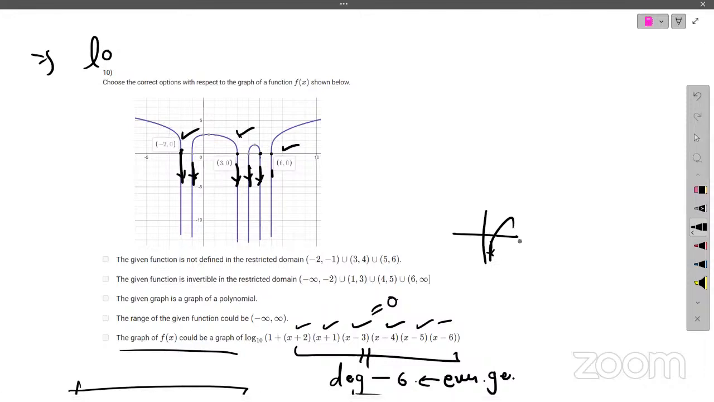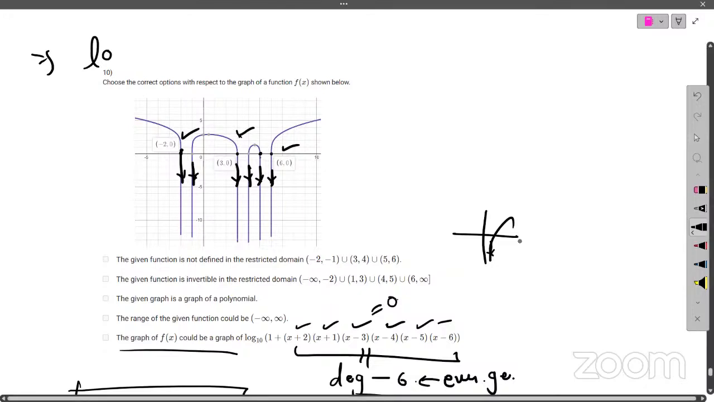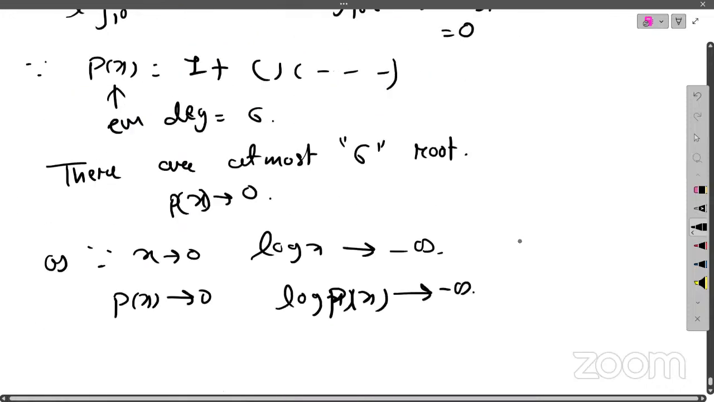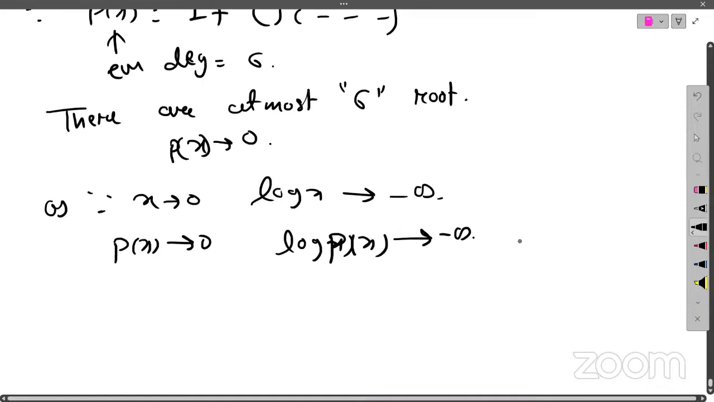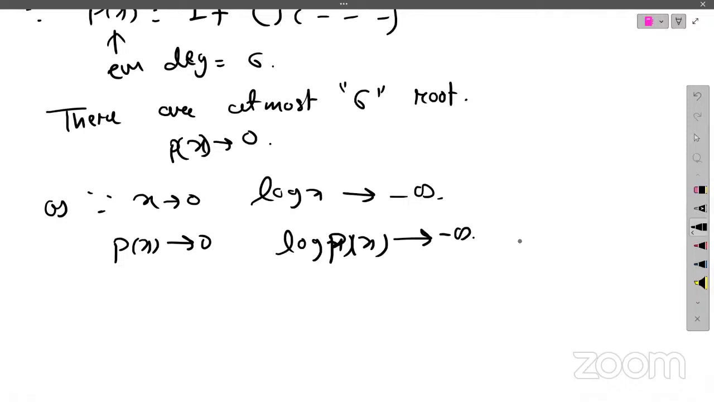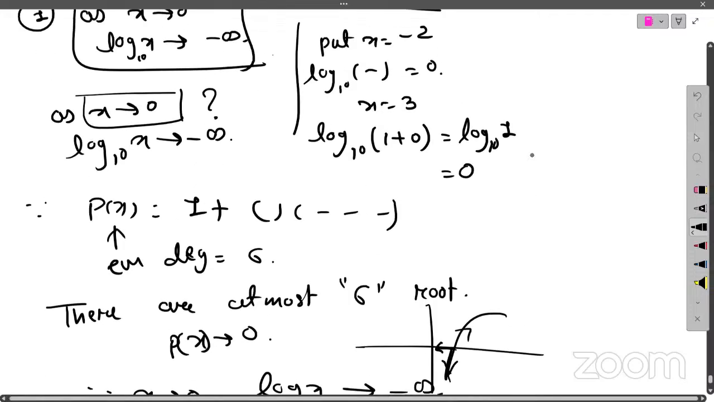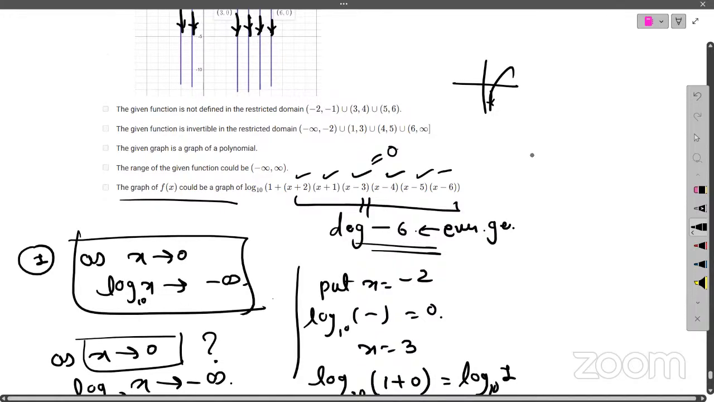Ma'am, how exactly 6? Sorry, what? Ma'am, when x goes to 0, it goes to infinity, na? How minus infinity? No. As x goes to 0, log will go to minus infinity, no? Because the graph of log is this. So as you approach 0, the graph will go to minus infinity. Yes, ma'am, yes.